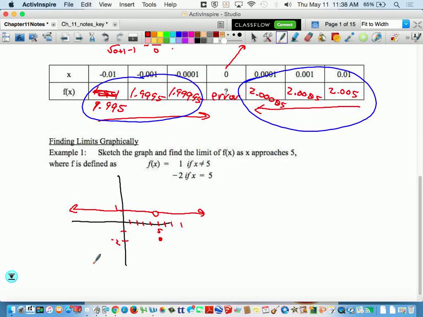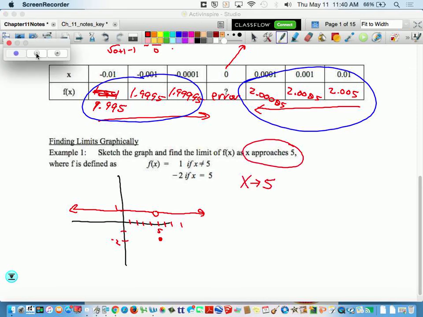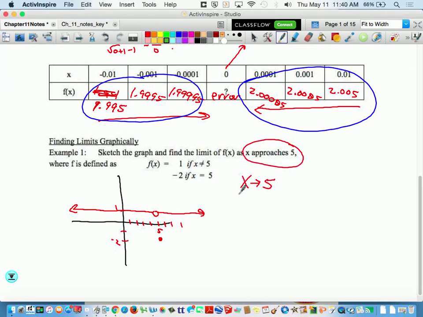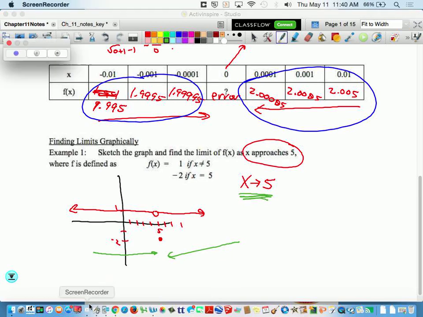So then what we do is we generally go around the room and we vote what the answer is going to be. Your 3 choices are, you're going to tell me that there is no limit, you would tell me that the limit is going to be 1, or the limit is going to be -2. So if you're supposed to approach x is 5, you're coming in this way and you're coming in this way, what's going to happen?